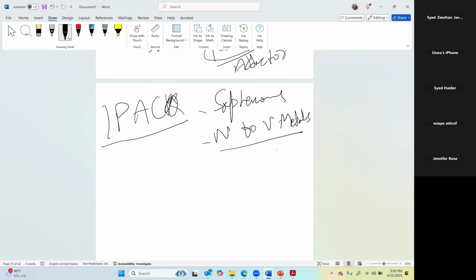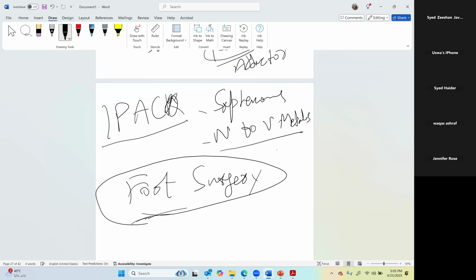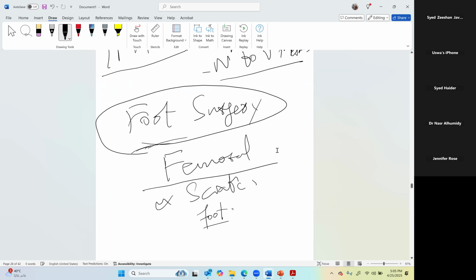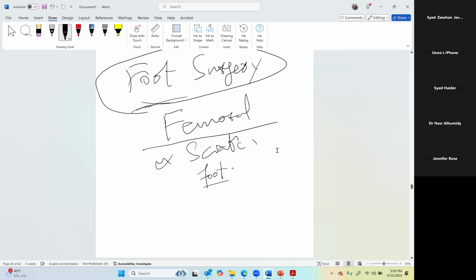Okay, so what about the foot? If you want to do foot surgery, you need to block both the femoral and branches of the sciatic. So if the surgery is on the foot, do you need to block something, or is an ankle block enough, or do you want something else as well?